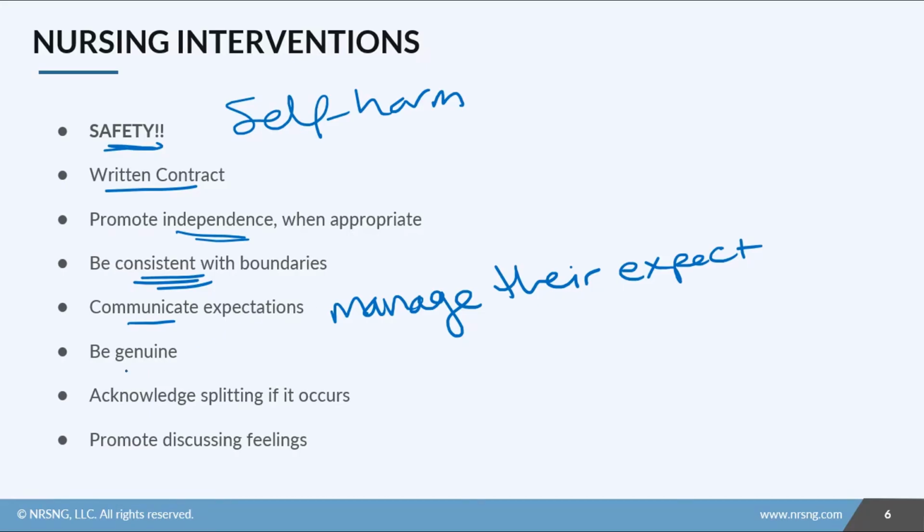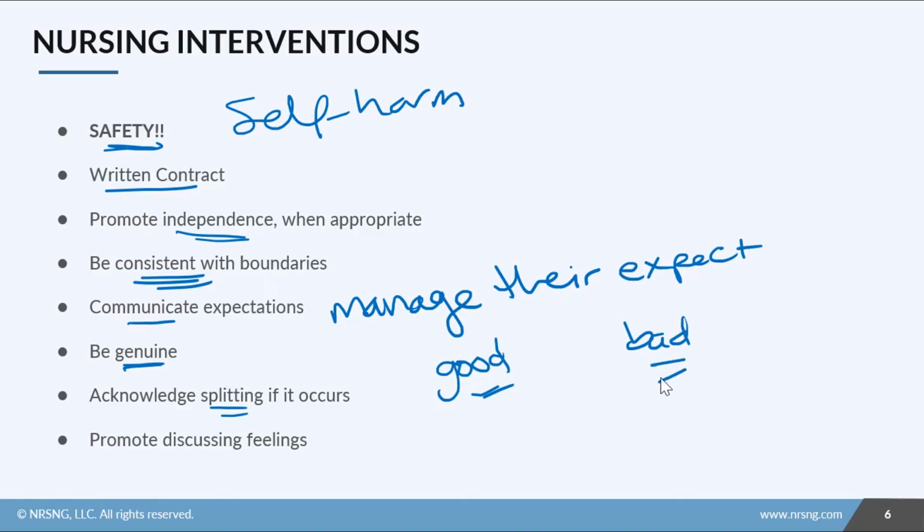Now, you should be genuine in all of your interactions with them, and we need to acknowledge splitting if it occurs. So splitting is when the client will try to turn one staff member against the other or split them, or will characterize some as better or worse. So, these are the good nurses and these are the bad nurses, and it splits the staff.